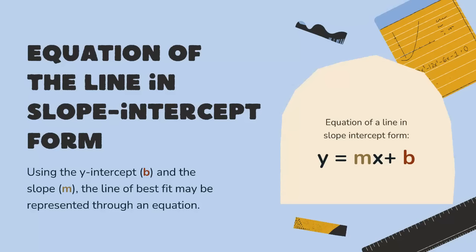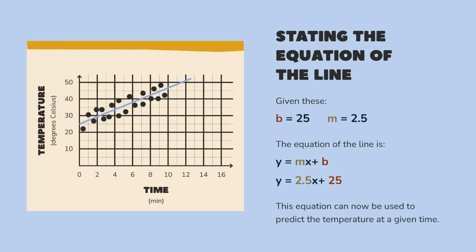Once we have the slope and intercept, we can write the equation of the line using the slope-intercept form: y equals mx plus b. Here, m equals 2.5 and b equals 25. So, the equation becomes y equals 2.5x plus 25. This equation represents the relationship between time and temperature for our experiment.